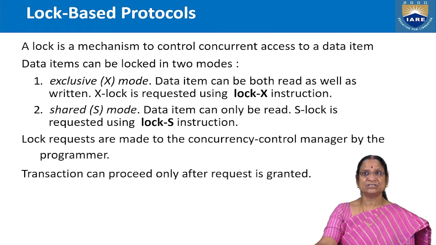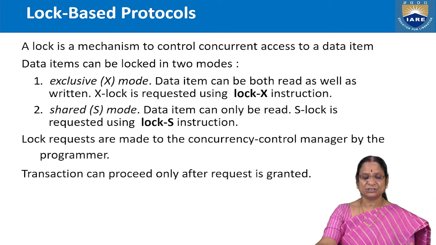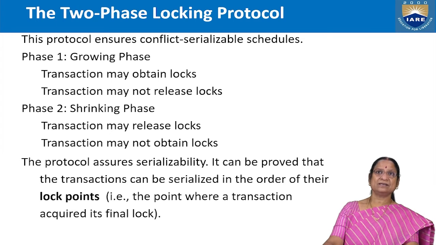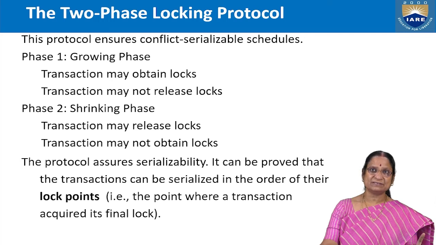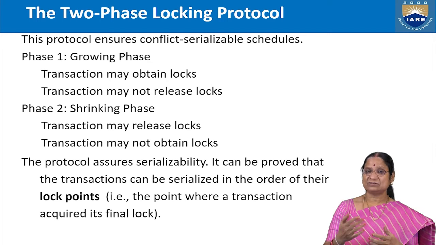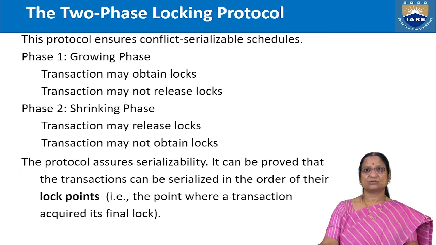Lock requests are generally made by the programmer and implemented by the concurrency control manager. A transaction can proceed only after the request is granted. As we discussed earlier, the two-phase locking protocol consists of two phases. One is the growing phase, where the transaction keeps on obtaining locks only. It won't release any. Once it starts releasing, it enters the second phase, the shrinking phase.